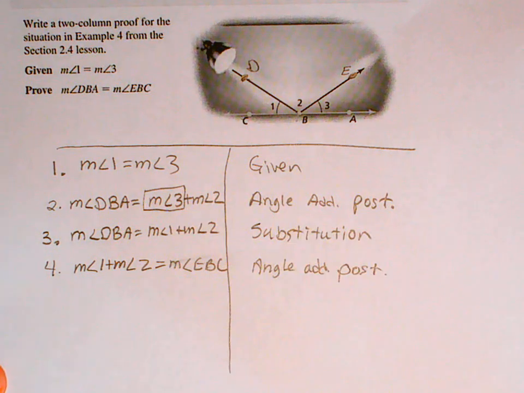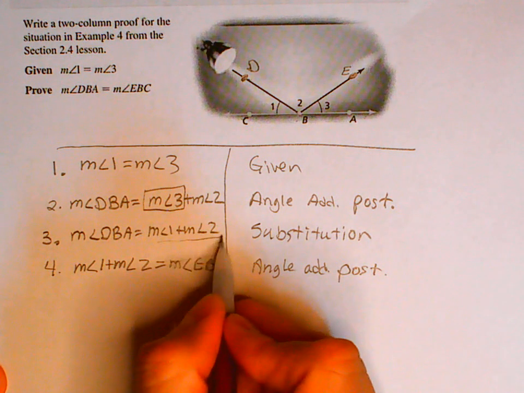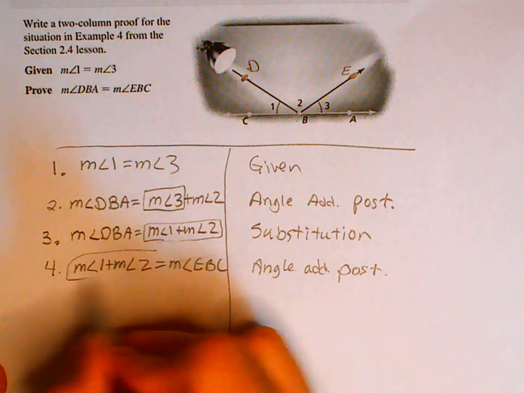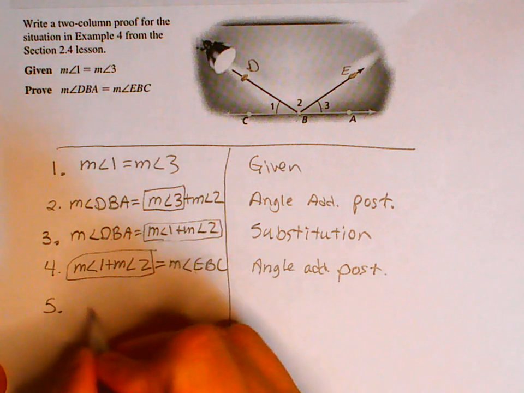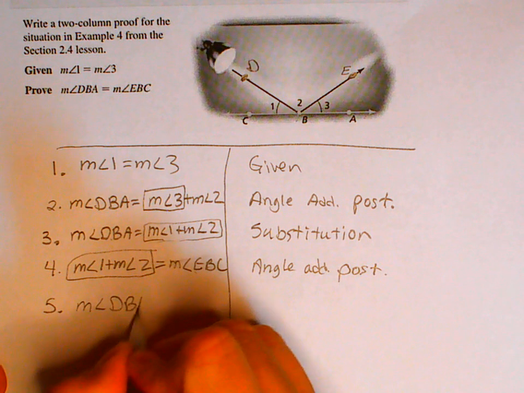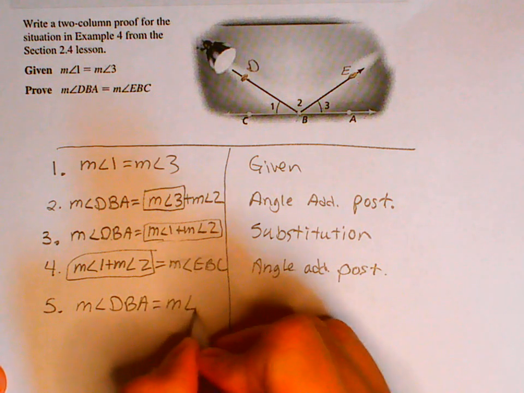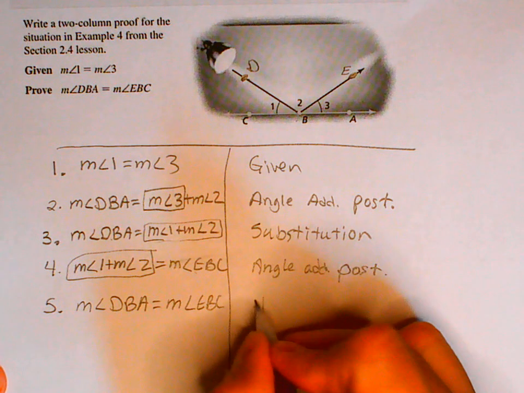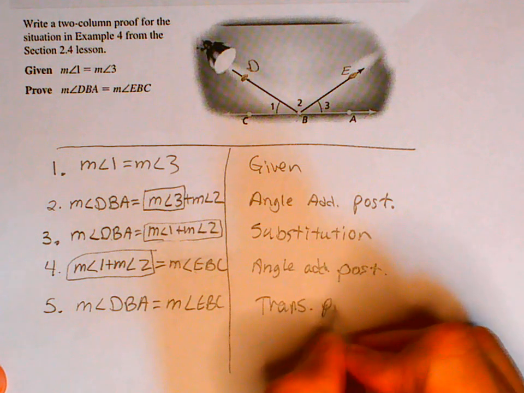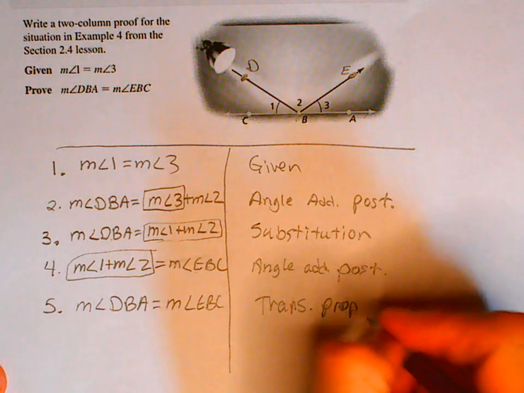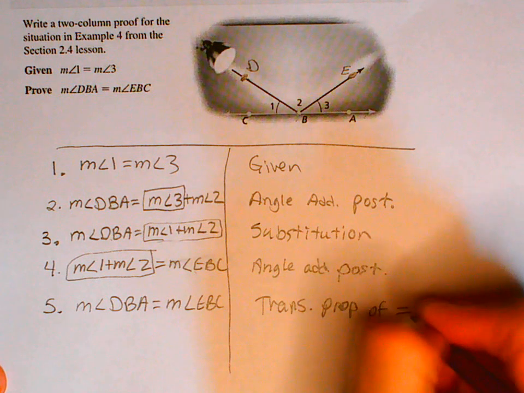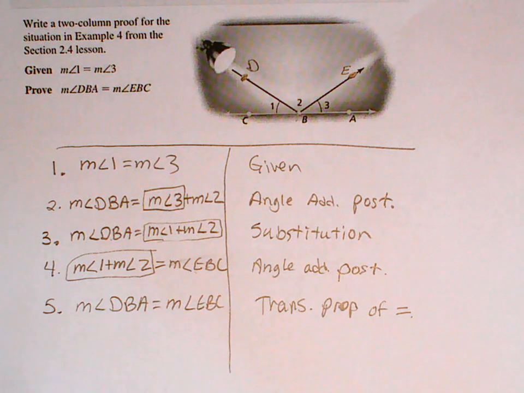postulate. So once again, because this right here and this right here are the same thing, they're going to be equal. So this is the transitive property. So the measure of angle DBA is going to equal the measure of angle EBC. And this is because of the transitive property of equality. Okay, and that is example number 1.